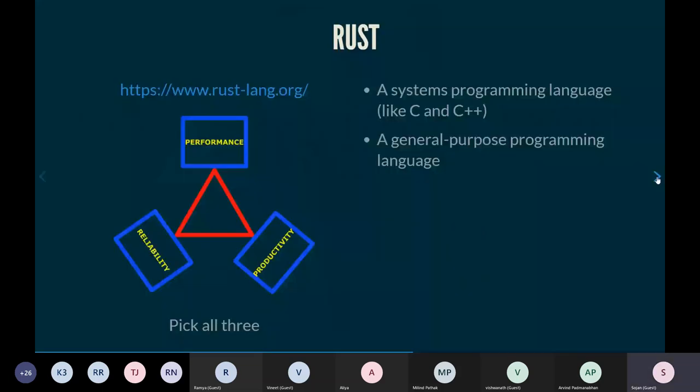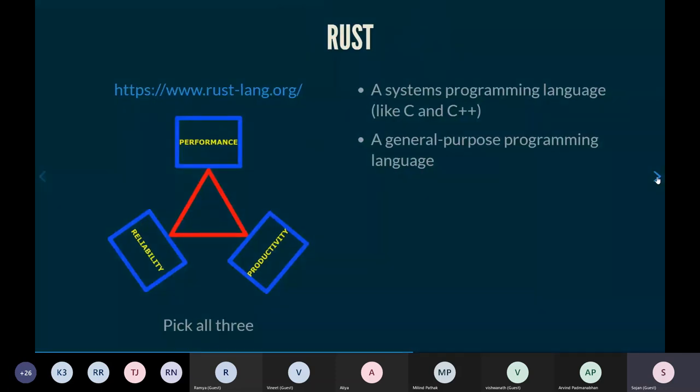So enter Rust. Rust is a systems programming language like C and C++. But it is also a general purpose programming language. What that means is it's not just for systems programming, people are using it for writing higher level applications as well. And one unique selling point about Rust is that it is performant, it is reliable, and it is productive. You can pick all three, you don't have to sacrifice any one of these three when you write your software.